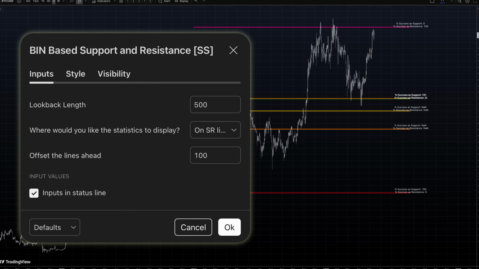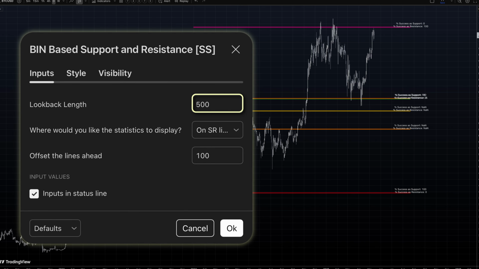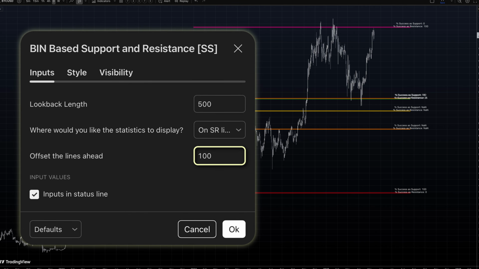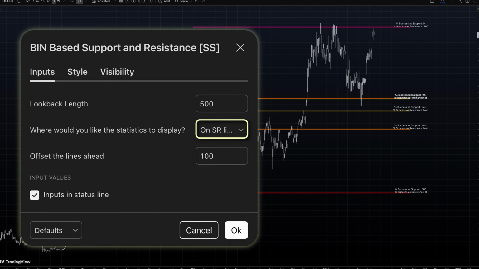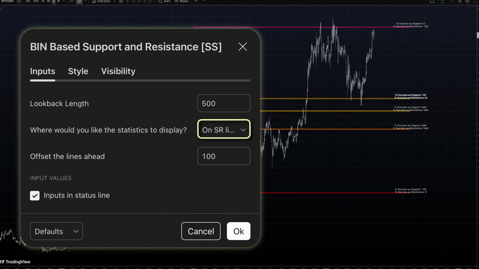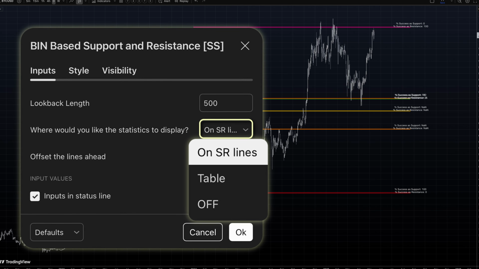The indicator includes customization options, adjustable look-back periods, offset settings for projecting lines forward, and 3 display modes for backtesting statistics: on lines, in table format, or hidden.